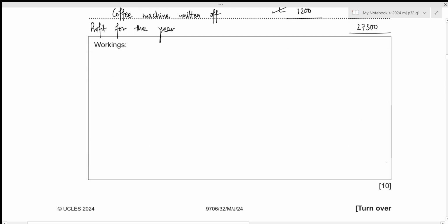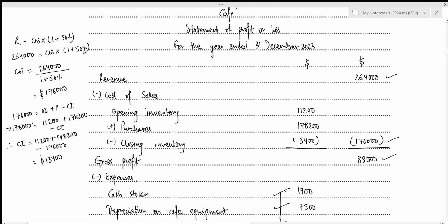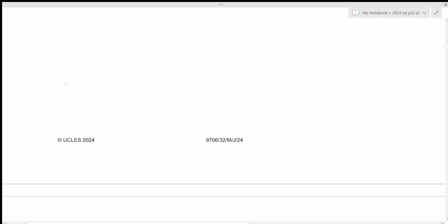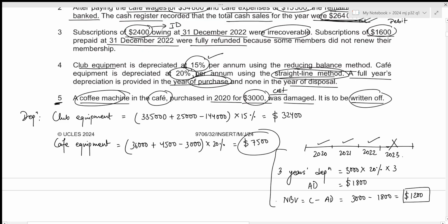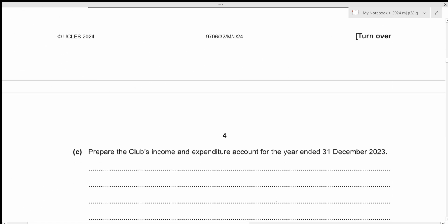And in this case, we have been given the working section. So you need to show these workings as well as these workings and the workings for your cash stolen as well as this one within the given box in order to get your markings correctly. So that's all for the second part. Let's move towards the third part of this question.